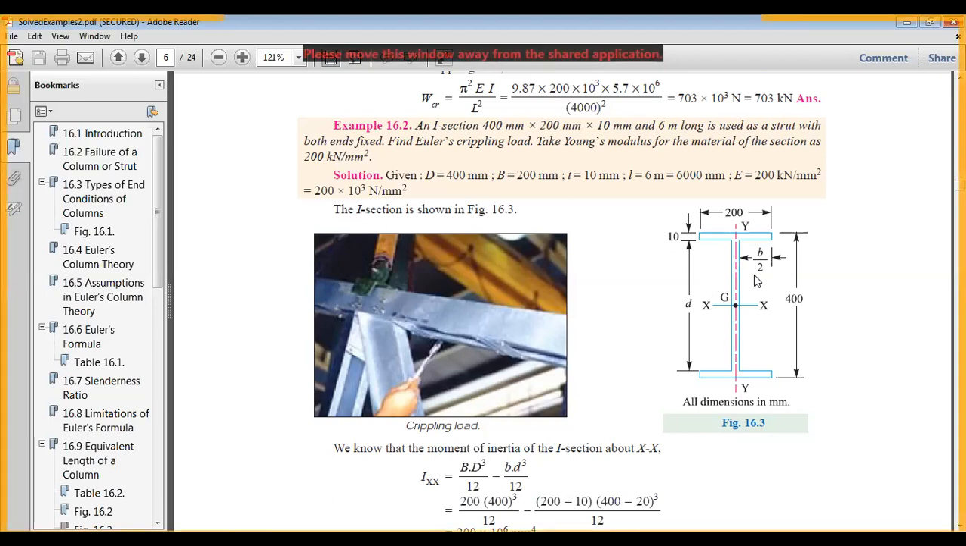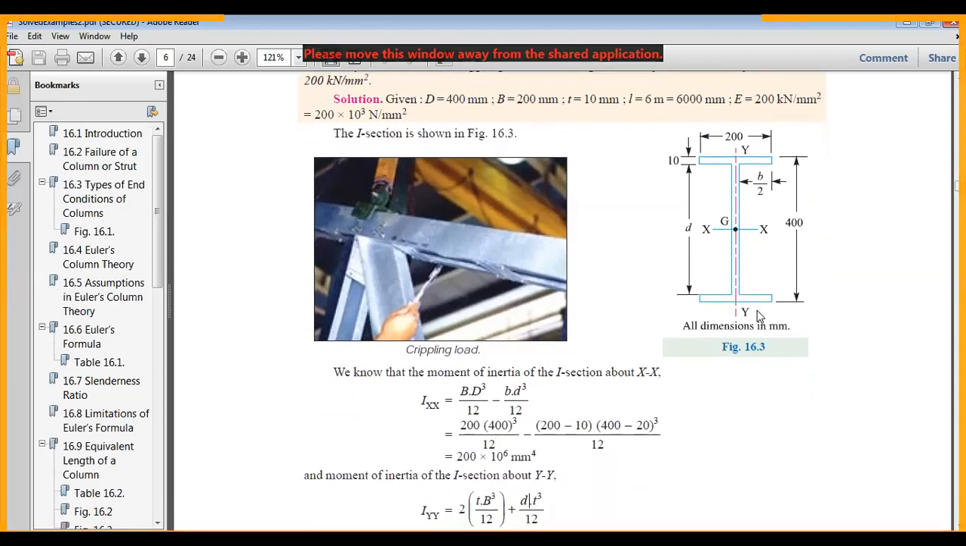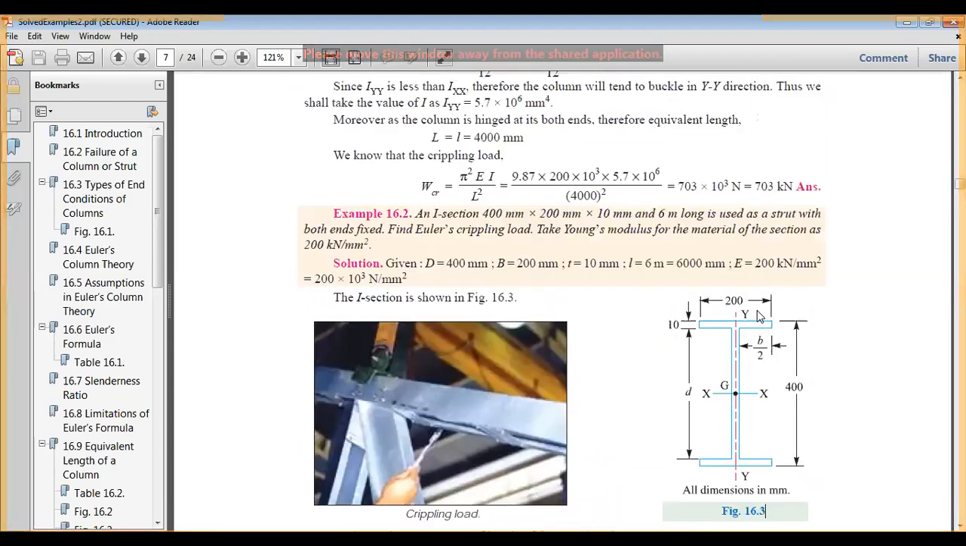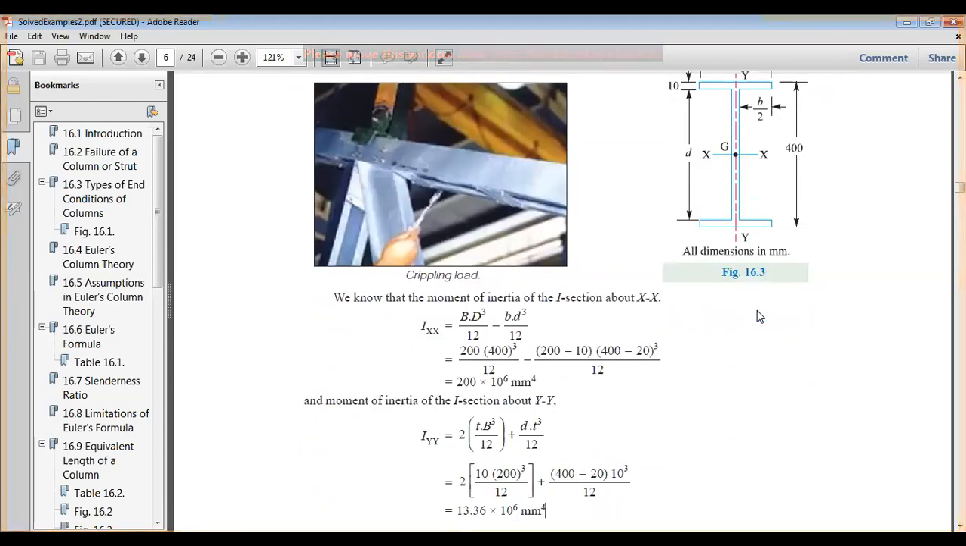So this way we have got Ixx, taking the moment of inertia of the whole body, then subtracting the moment of inertia of these two parts that are basically eliminated or evacuated. So this way we have got Ixx and Iyy. So check. Then we got Ixx 200 and Iyy 13.36. Iyy will be the effective value, taken as the moment of inertia, because the column is again going to fail in YY direction.